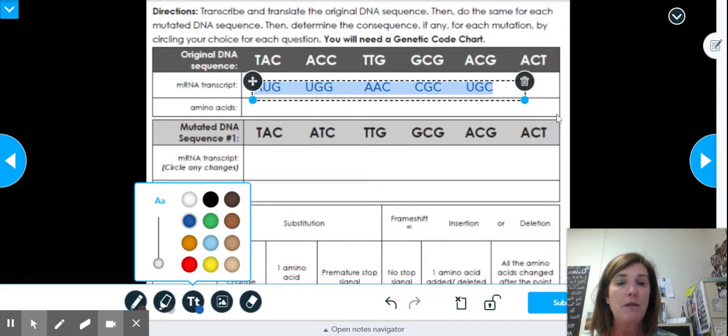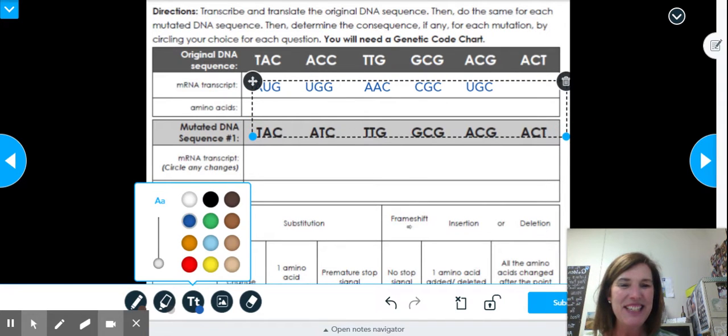And the last one, whoops. Oh, sorry guys, I'm trying to make it stop. Okay, the last one, A would go with T, so U again, and then C would go with G, and T would go with A.